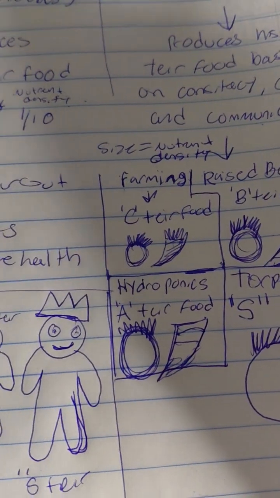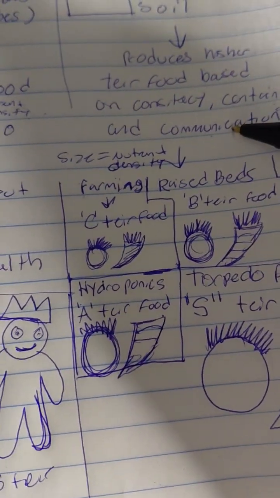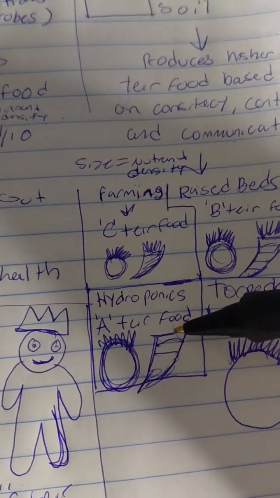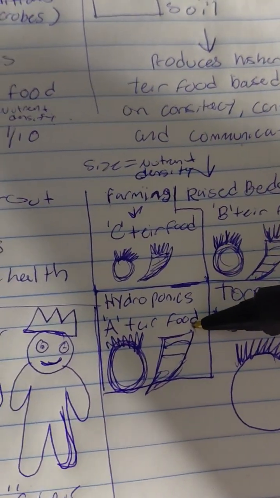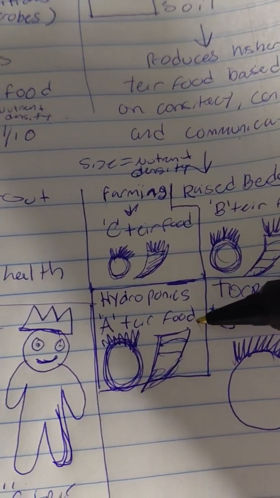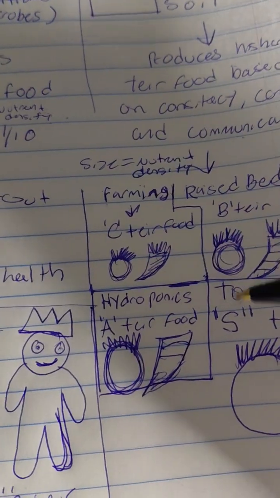But it can't go to the S tier yet because it lacks communication, in the sense that it's not grown in soil, it's grown in water. Only soil can develop the microorganisms and communities like the other environments, right?